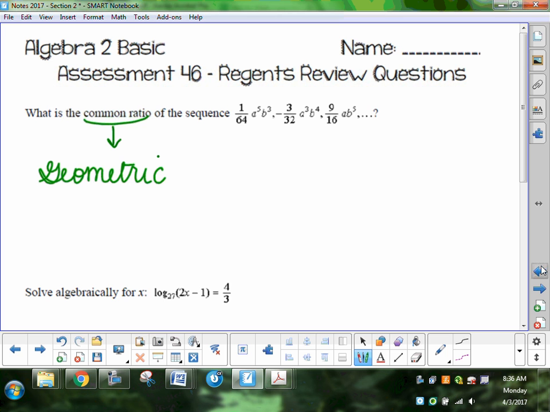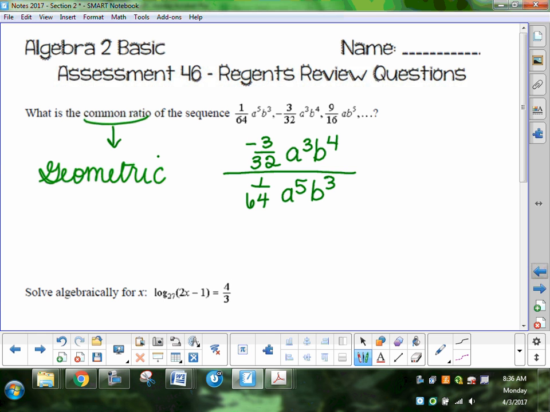Absolutely right. So let's take the second term, which is going to be negative 3 over 32, a cubed, b to the 4th, and we're going to divide it by the term before it, which is 1/64, a to the 5th, b to the 3rd. Looking at what's there, you need to find the common ratio by dividing them.